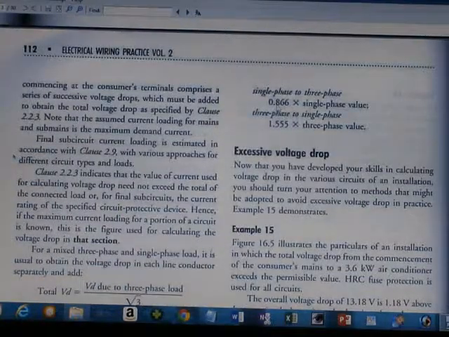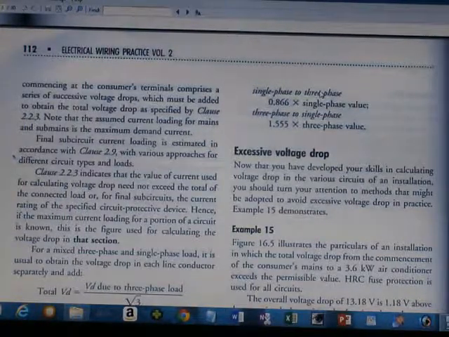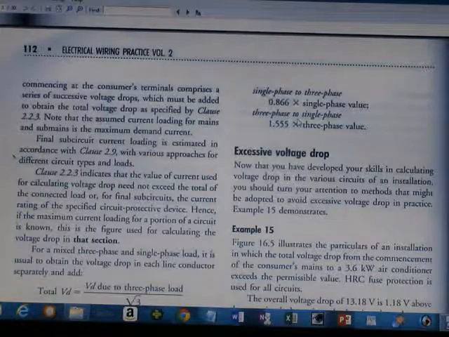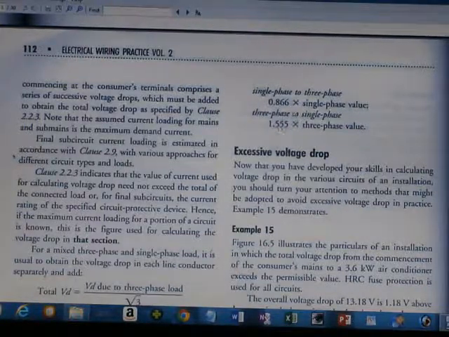In the meantime we also calculate for the single phase. Three phase multiplies this for the voltage rating, so this is the unit voltage for single phase. The unit voltage is equal to 0.866 multiplied by the three phase voltage rating unit voltage. And also when we are changing the three phase unit voltage to single phase unit, you multiply with 1.155.